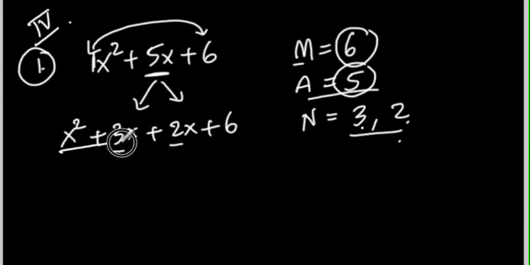Now what we do is we group. We take the first two, and then we take the last two. So what's common in the first two? The only thing that's common in the first two is x.